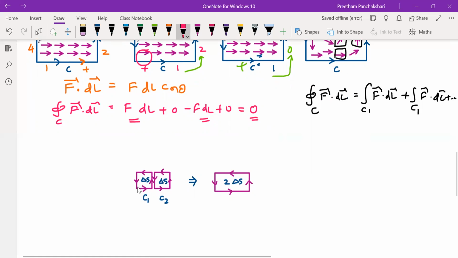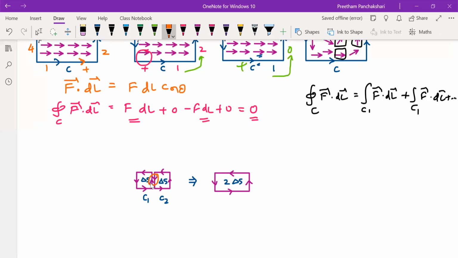Here I've chosen a small circular path C1 and another adjacent circular path C2. Both of them have the same area, let us say delta S. Then the circulation directions, if you see the arrow marks I have taken, are acting in the counterclockwise direction and they are side by side. And if you see this part here, they are adjacent to each other. If they are meeting each other, if they are sharing the same side, then you can see the arrow marks, that is, the force components are in the opposite direction.